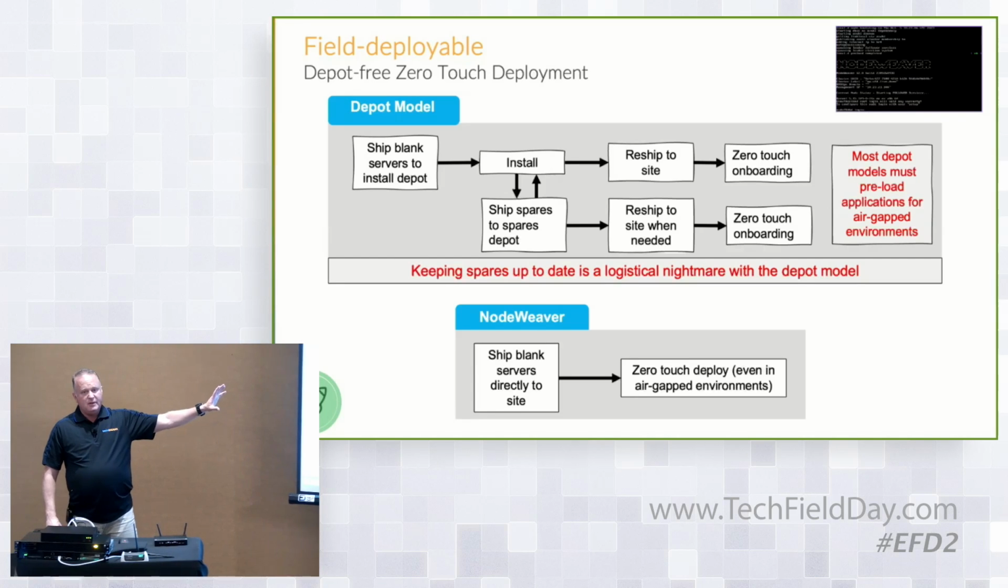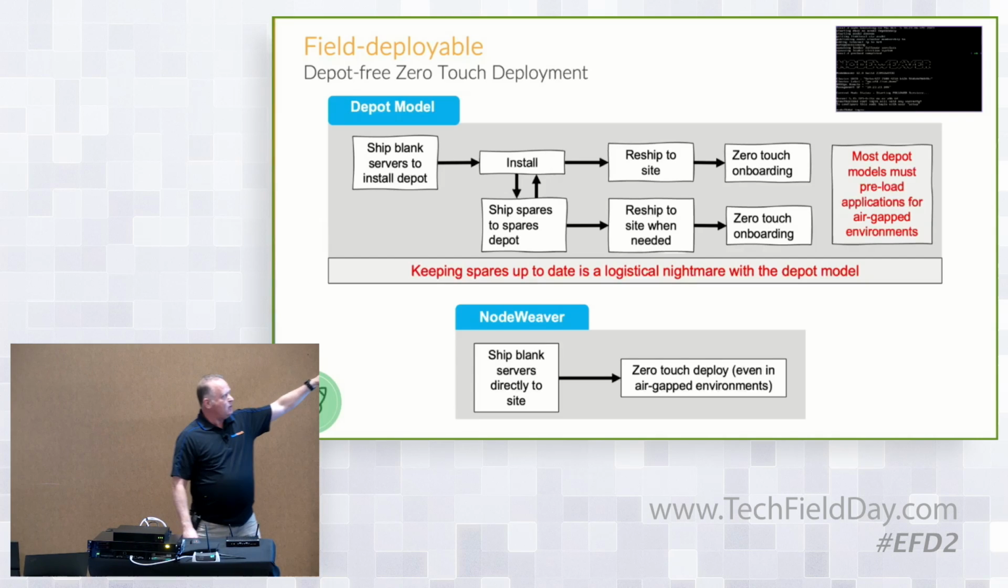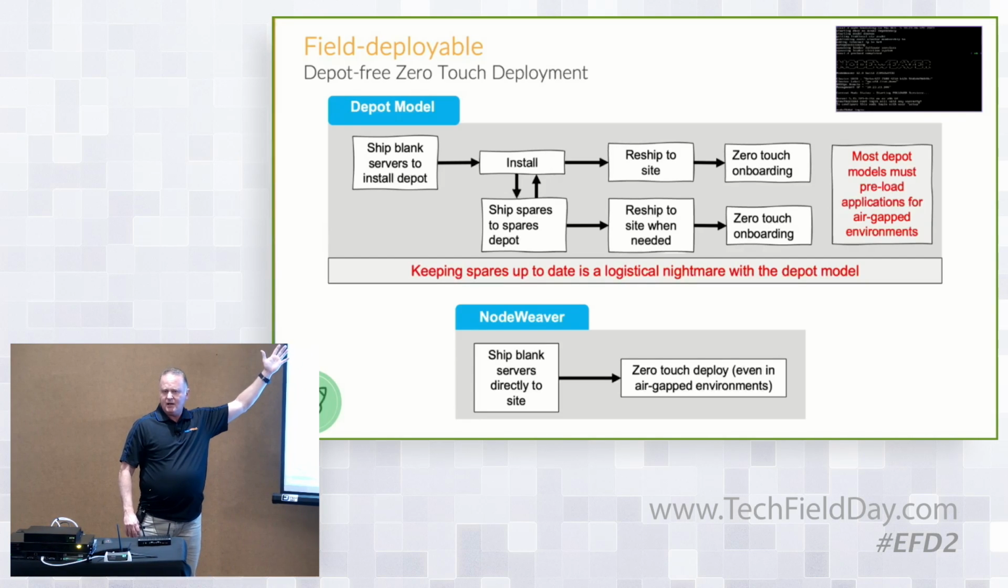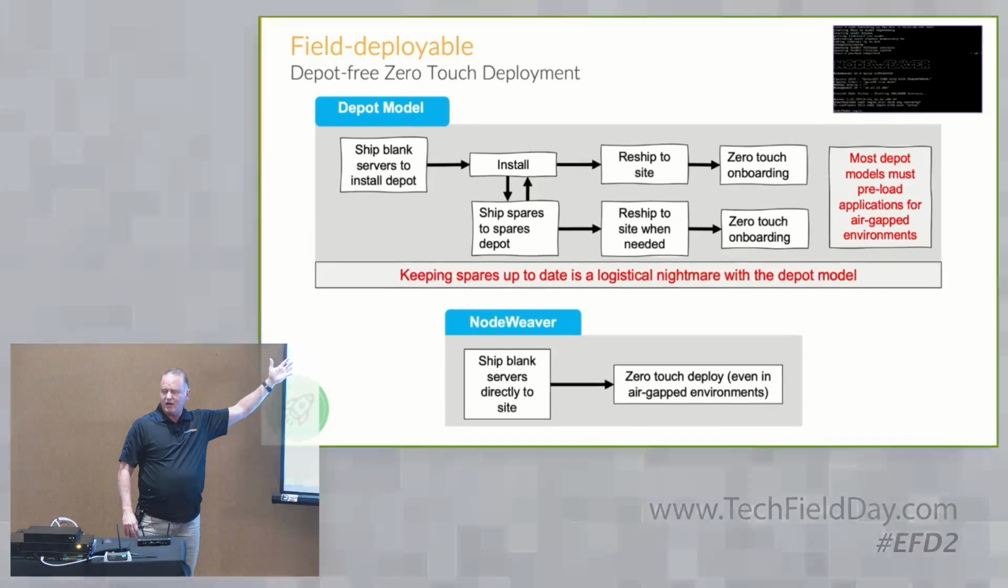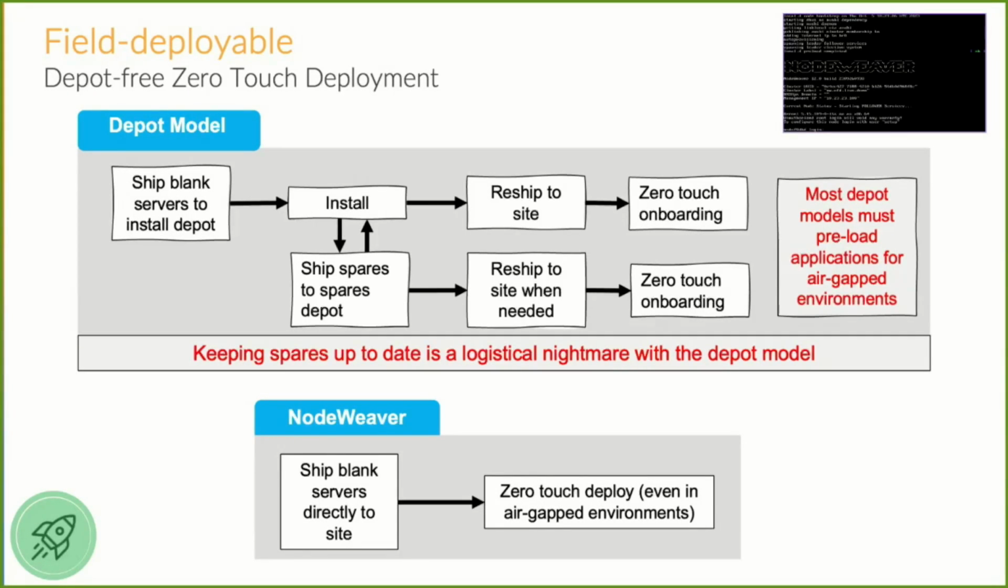I'll just take a moment to contrast this to the depot model that a lot of our alternative products use, which is that for them, zero-touch deployment means that they ship blank servers to an installation depot, and a human still does the installation at the install depot, and then they repackage it, and then they onboard it at the site that it's going to. There's a lot of additional steps and also additional complications that come with that.